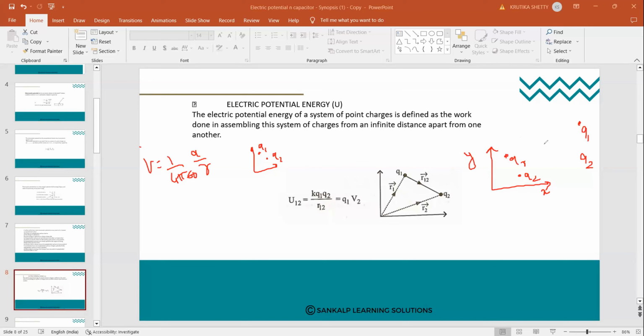Therefore, the total potential energy for this system of two charges is given by 1/4 pi epsilon naught q1 into q2 upon r12. r12 is the distance between these two charges. So the electric potential energy is the work done in assembling this system of charges from an infinite distance from one another.